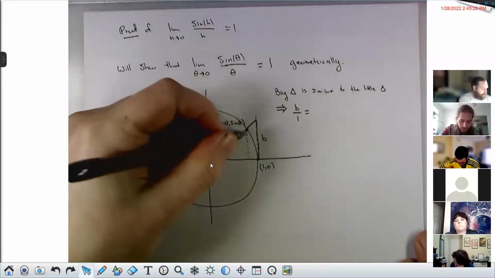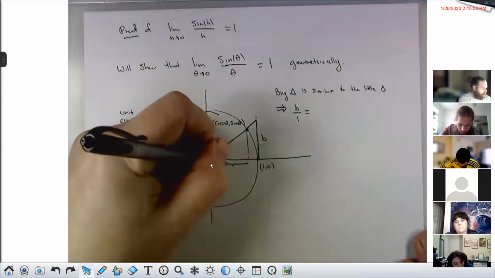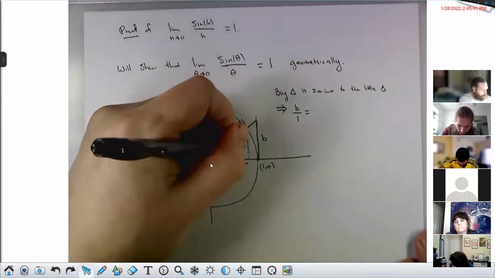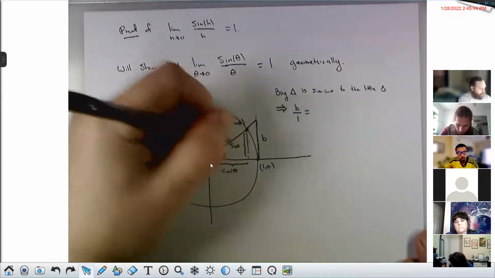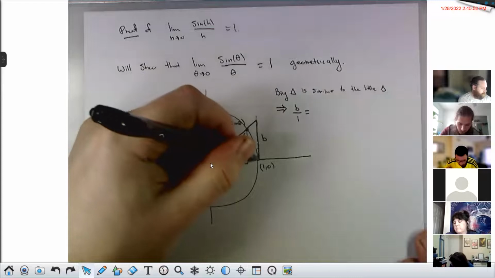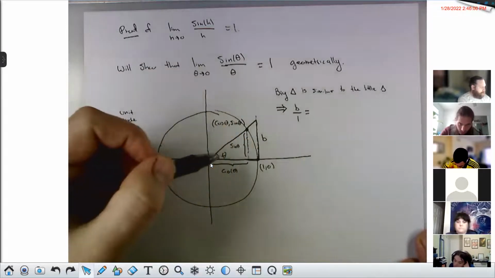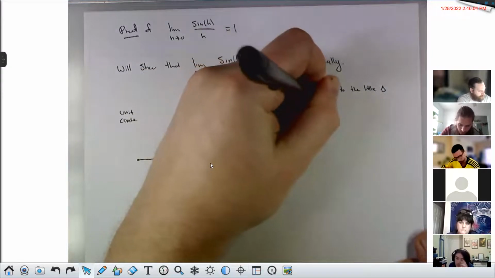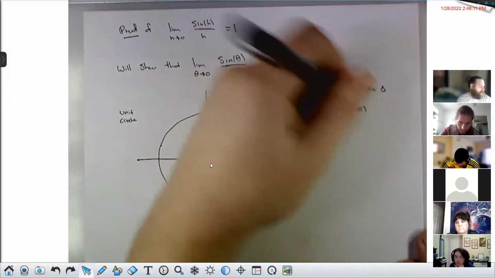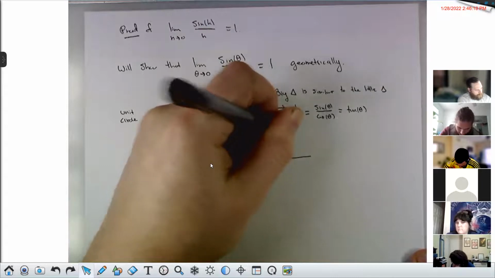Now this point here is a point on the unit circle, so its x coordinate is cos theta, so this x distance is cos theta, and this y distance is sine theta. So B over 1, the base of the big triangle down here being 1, must be equal to sine theta over cos theta. That's similar triangles have the same ratio of side lengths. In other words, this is tangent theta. So B here, this side length, is tangent theta.